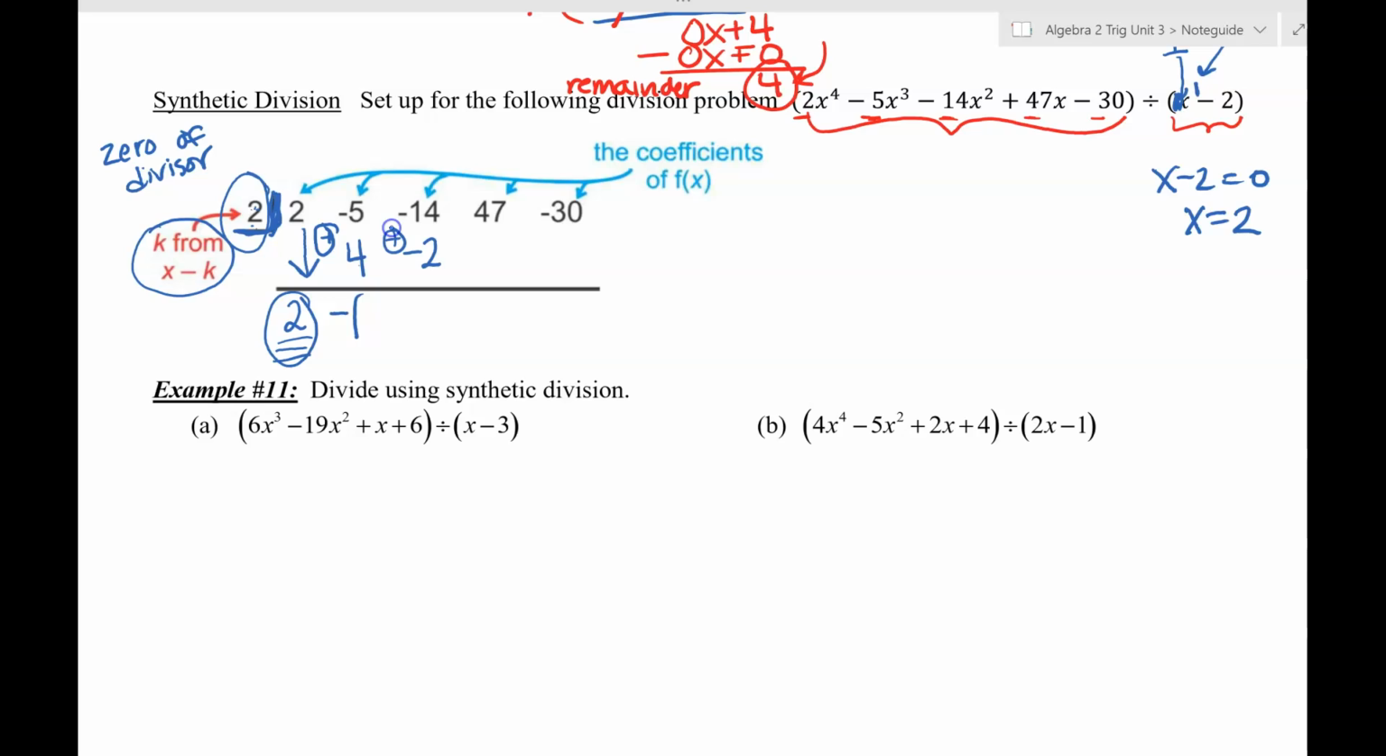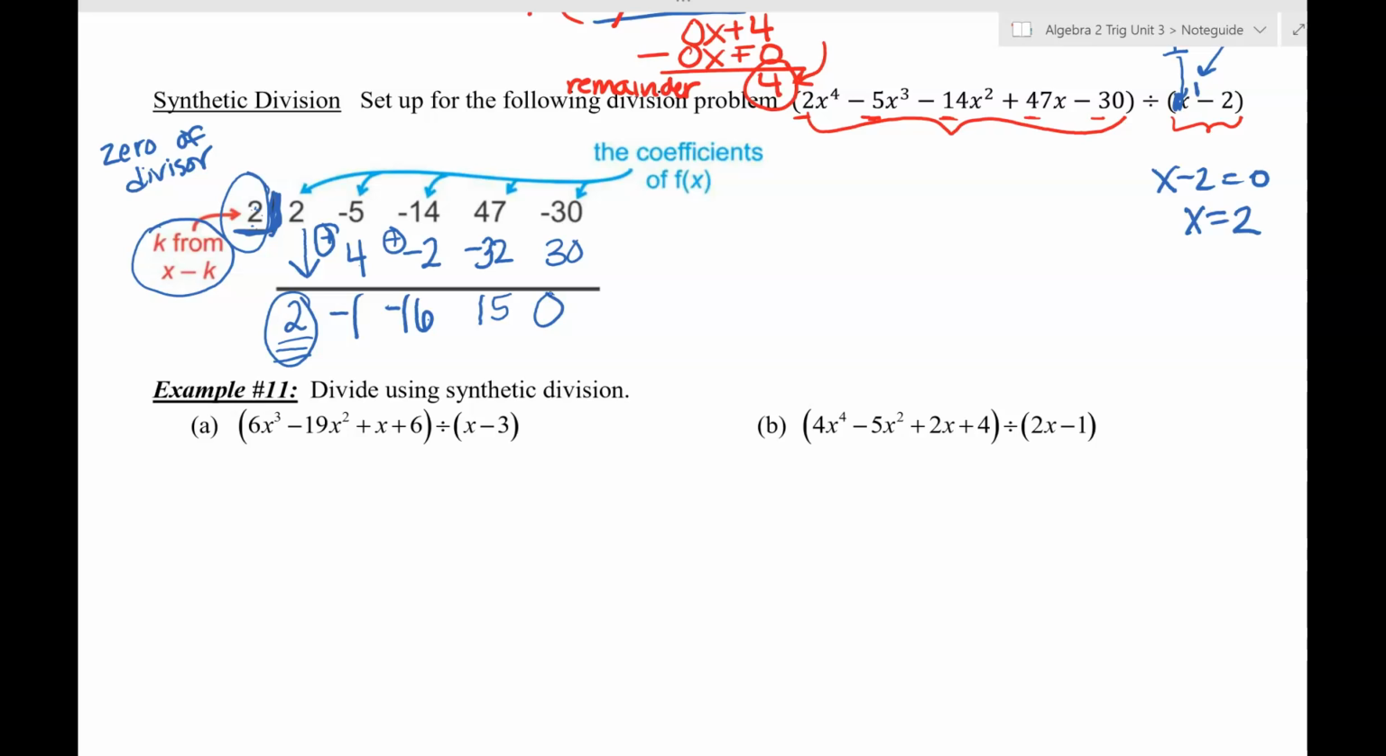And then we add up the column. So -14 plus -2 is -16. Now -16 multiplies by 2. That gives us -32. -32 is added with 47 to give us 15. 15 times 2 gives us 30. -30 plus 30 is 0. So there's the process, but what the heck is this?